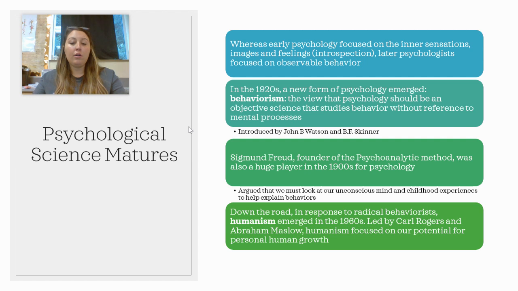And then later down the road in the 1960s, these were like the hippie psychologists, you could say. A field of psychology called humanism emerged, in which psychologists like Abraham Maslow and Carl Rogers wanted to look at the goodness of humans and how we can be our best selves, rather than focusing on the negative parts.